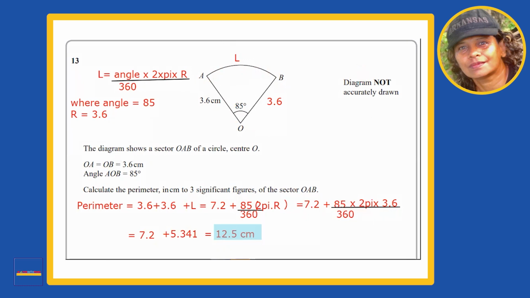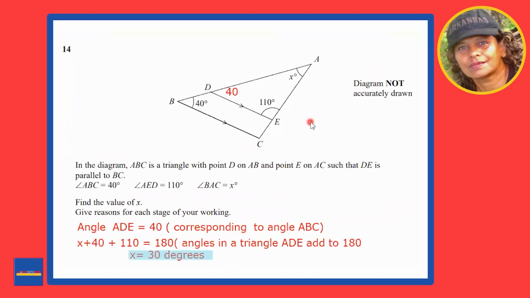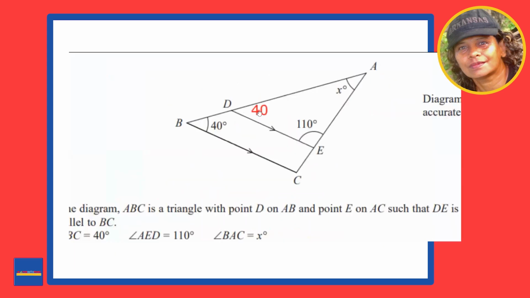Now, moving on to the next question, question 14. Here you have a triangle such that BC and DE are parallel. Now, they want to find out angle X. We have to use our basic knowledge of parallel lines where corresponding angles are equal, and this angle 40 is corresponding to that angle 40.